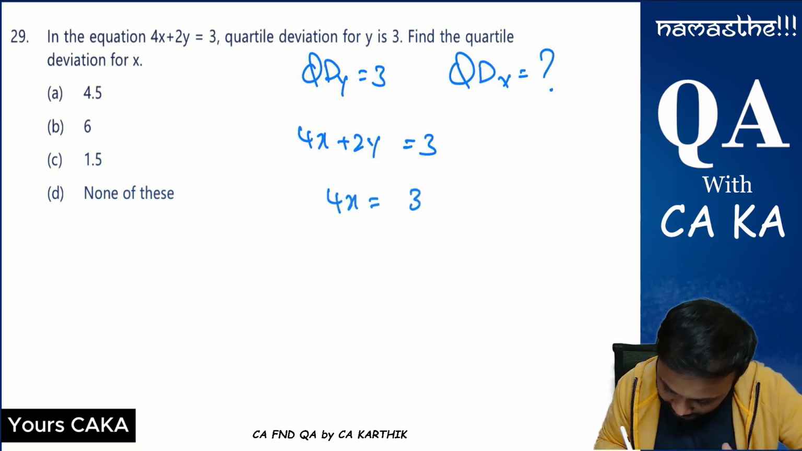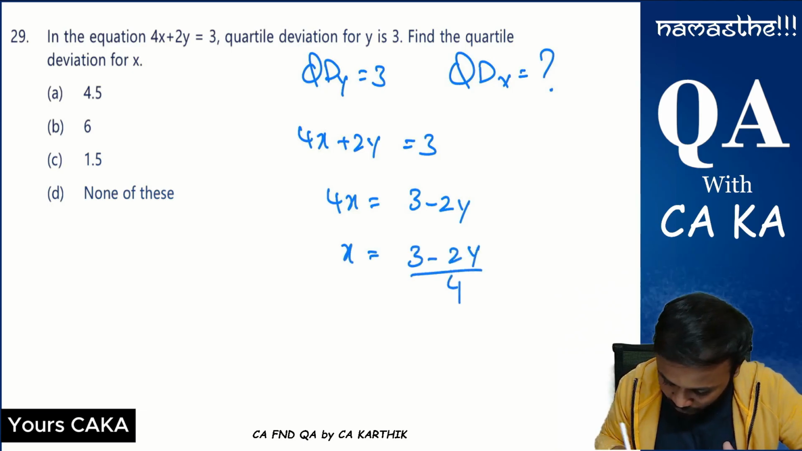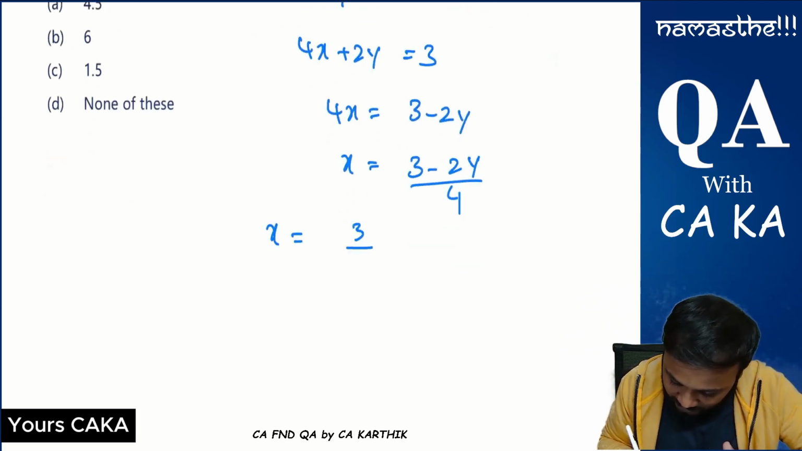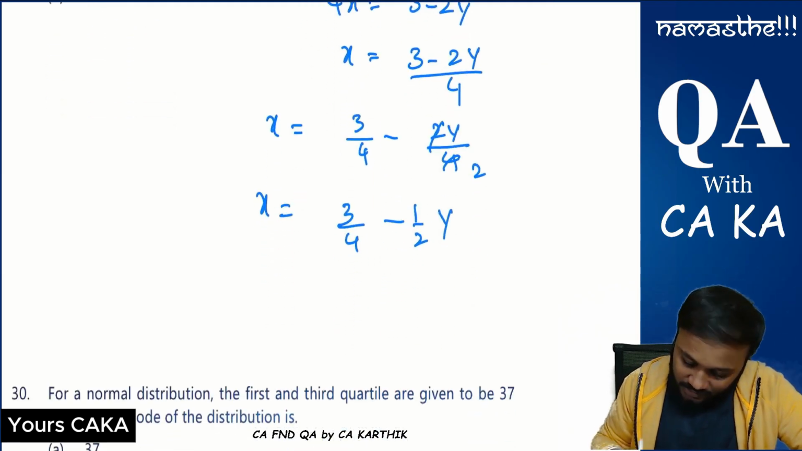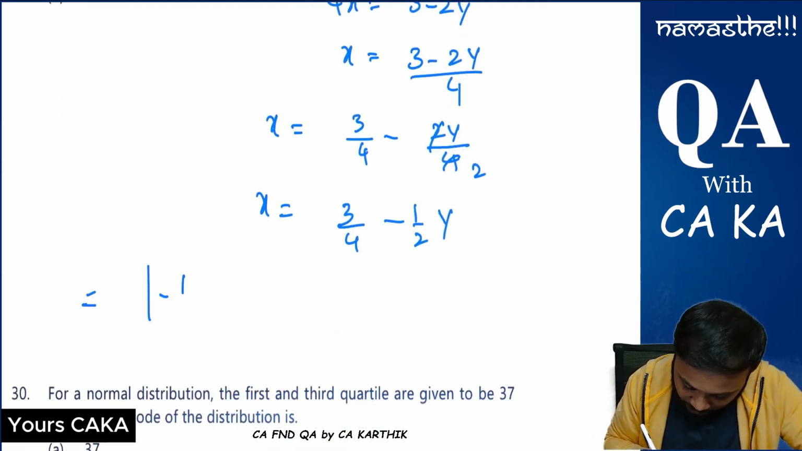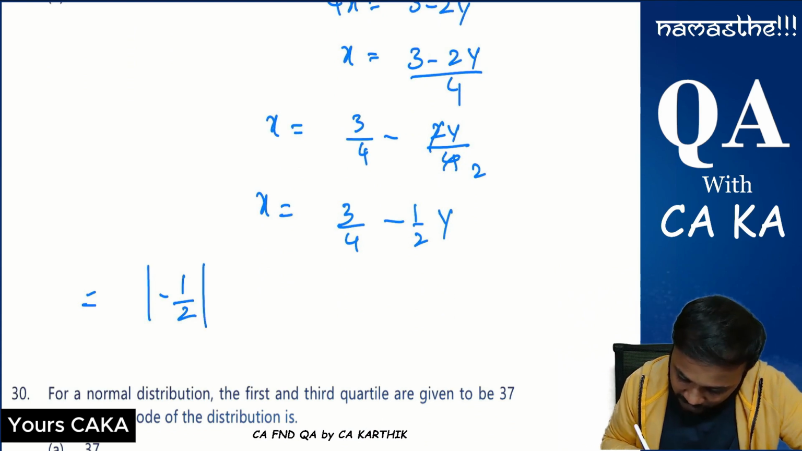4x is equal to 3 minus 2y. X is equal to 3 minus 2y by 4. Sir, we need to split this, 3 by 4 minus 2y by 4, cancel the 2s. So x is equal to 3 by 4 minus 1 by 2 y. Why, sir? If you remember, there's a formula: when you apply it, it is the mod of the y coefficient into the quartile deviation of y. This is your formula.